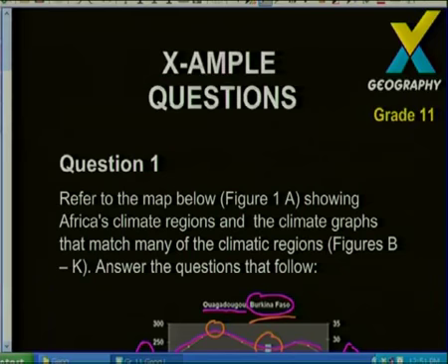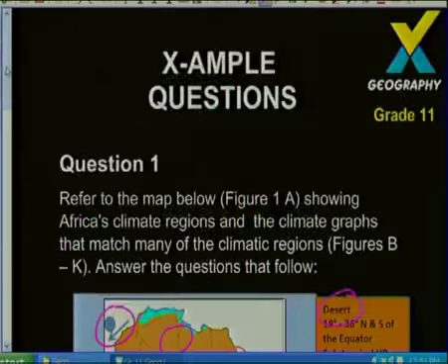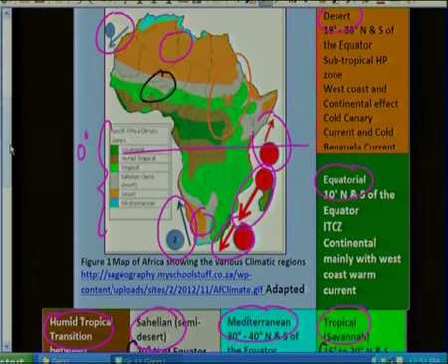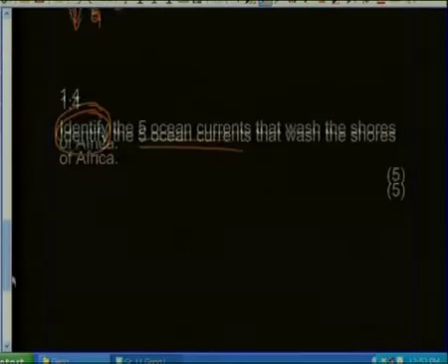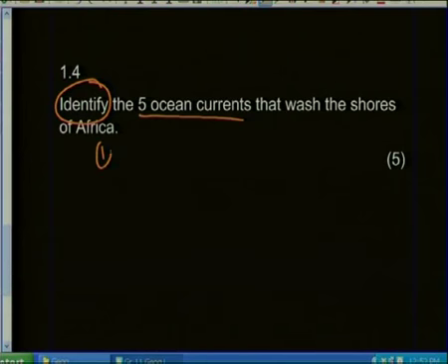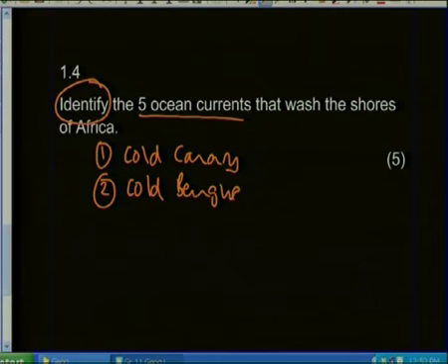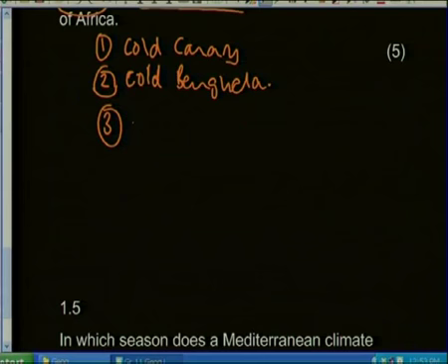We can go back and simply do this by looking at our map, and there they are. We've got number 1, and you've done your studying now. That's the cold Canary current. Number 2, this one is the cold Benguela, and we can name them as we go, 3, 4, and 5. So if we fill it in on our answer sheet, what is each of those respectively? We've got, first of all, the cold Canary ocean current. Then we've got another cold one called the cold Benguela that runs up the west coast of South Africa.